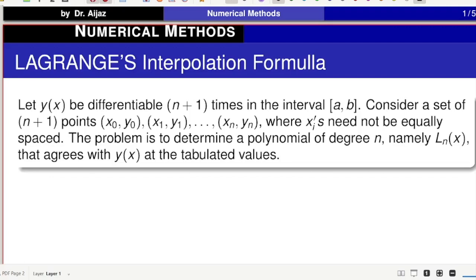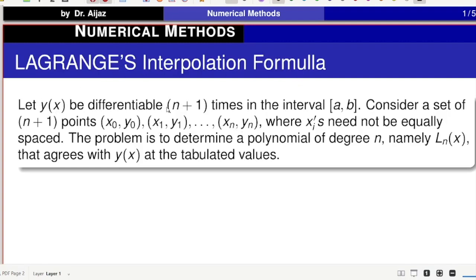In Newton's interpolation formula, we were given a set of n plus 1 points, namely x0, y0, x1, y1 to xn, yn. Then we were determining a polynomial of degree n which agrees with these tabulated points. But the drawback was that x0, x1 to xn must be equally spaced. Now that condition is dropped in the Lagrange interpolating formula. If we are given these n plus 1 points without the xi's being equally spaced, then we can find a polynomial of degree n which agrees with these n plus 1 tabulated points. So now let us start the Lagrange interpolating formula.